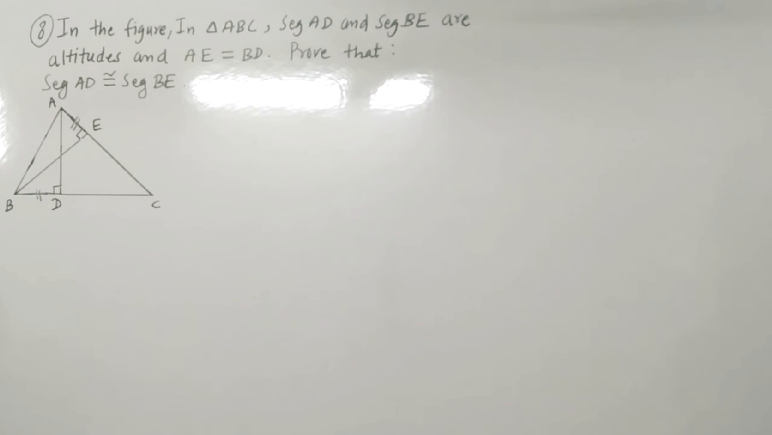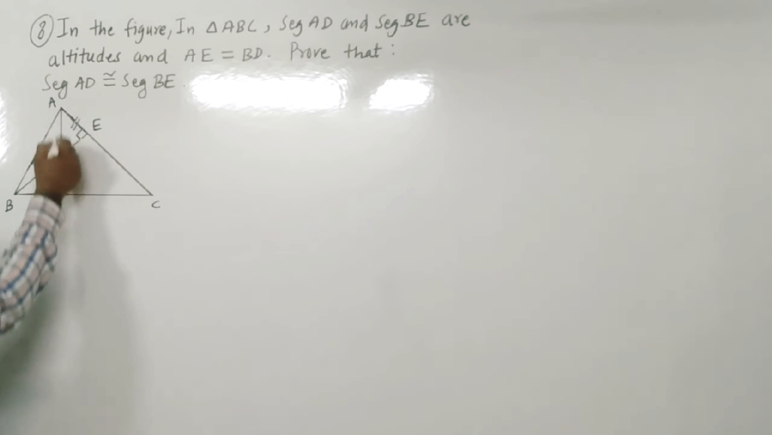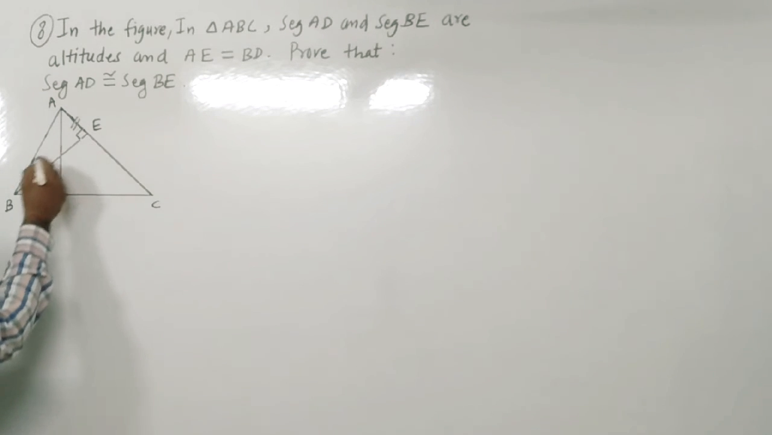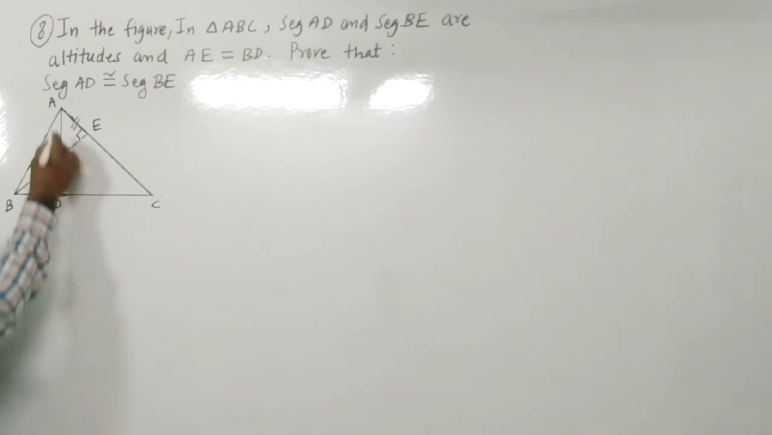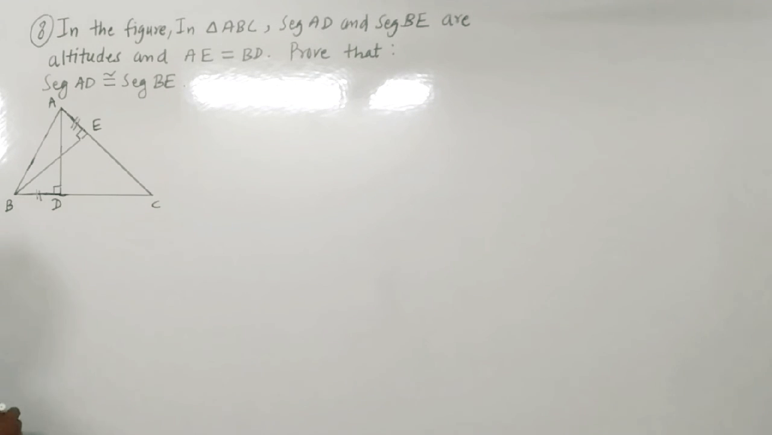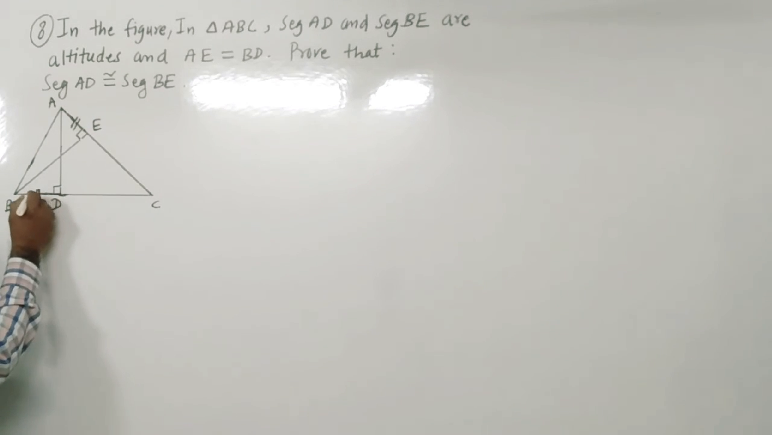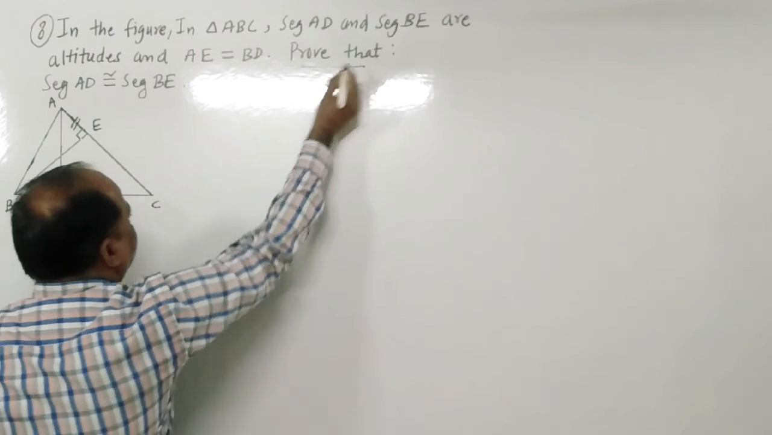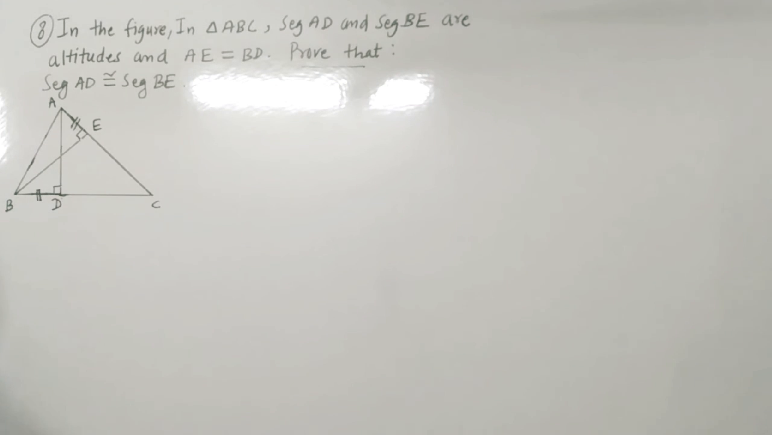In the given figure in triangle ABC, segment AD and segment BE are the altitudes. These are the heights on side BC and side AC such that AE is equal to BD. It is given AE and BD are equal. You have to prove that segment AD is congruent to segment BE.